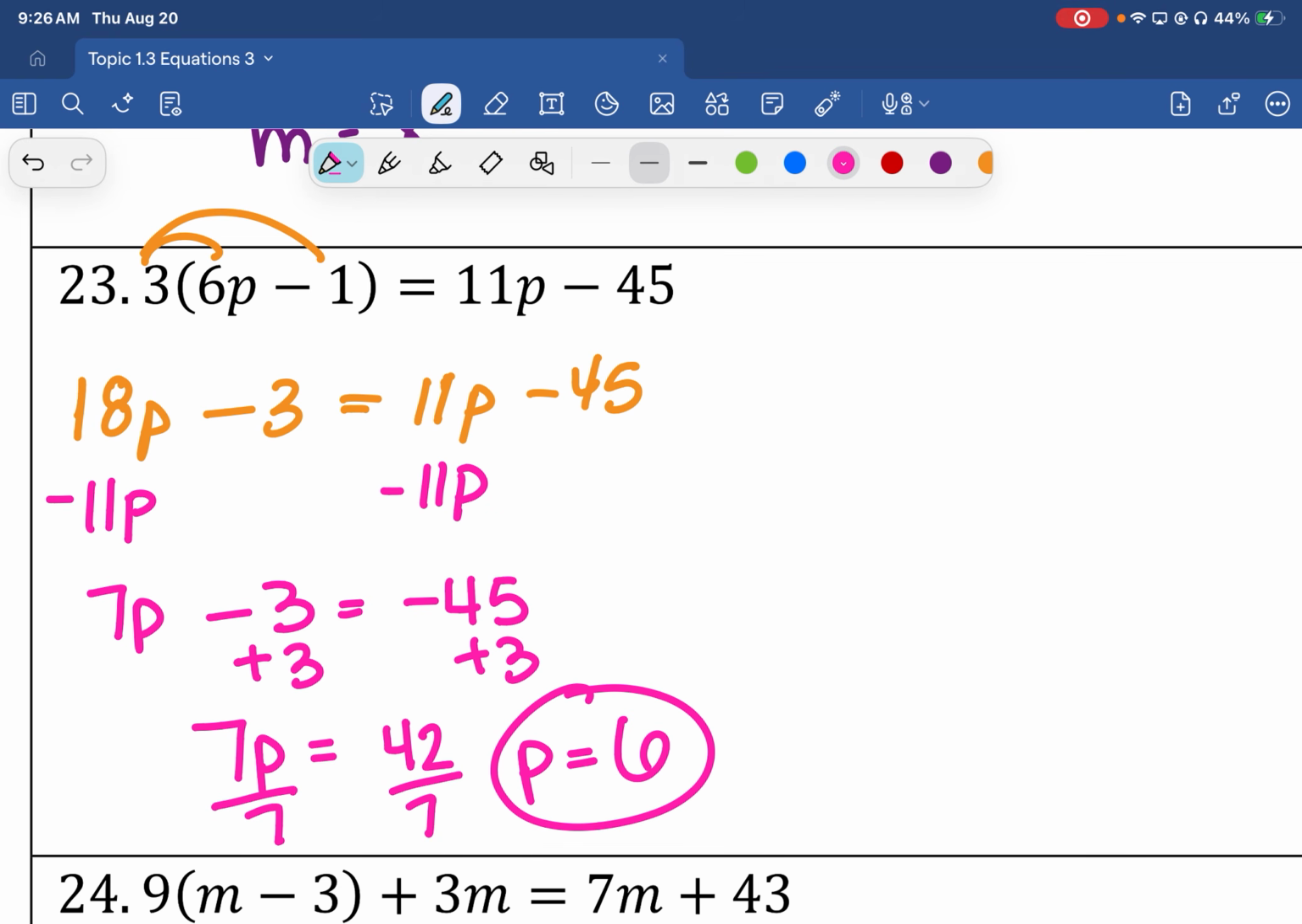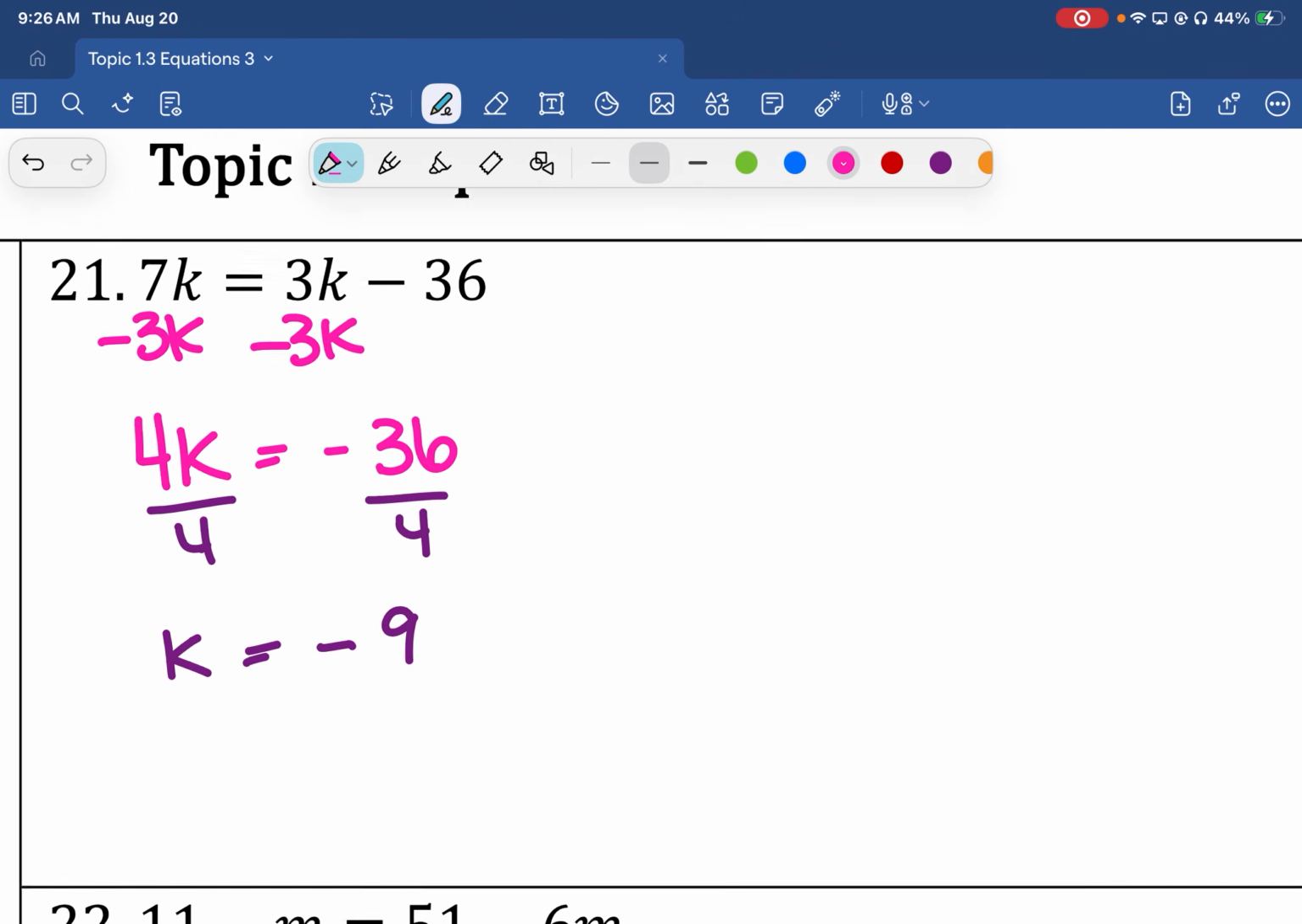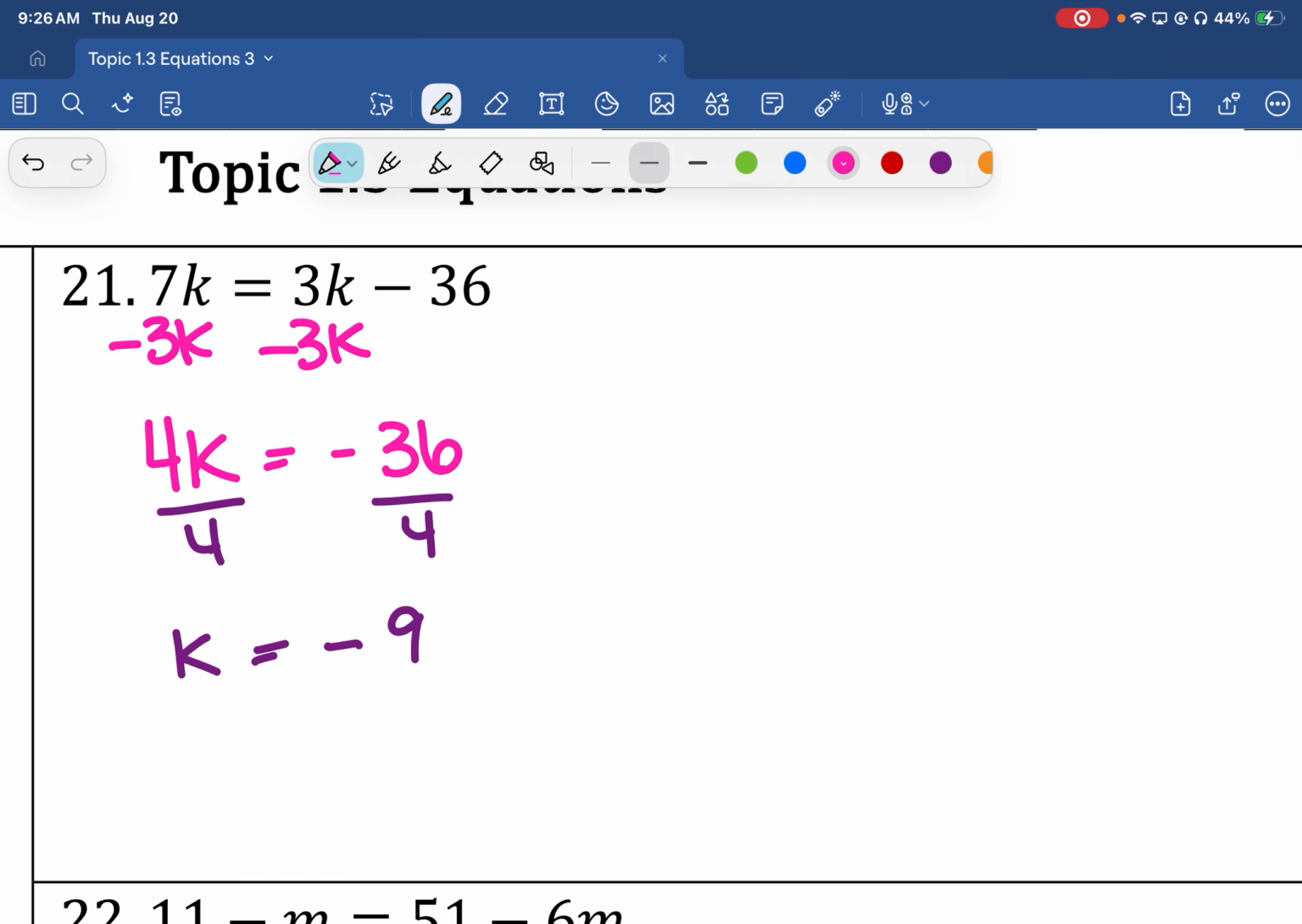All right. So let's look at these questions now that I have thoroughly gotten you a little spooked. What was the answer to 21? I got K equals -9. K equals -9 is correct. So this one does not have anything to distribute. It has no like terms. So we just have to move some stuff around the equal sign. And we got K is equal to -9.